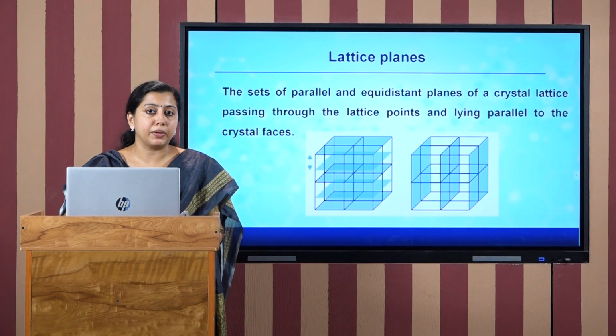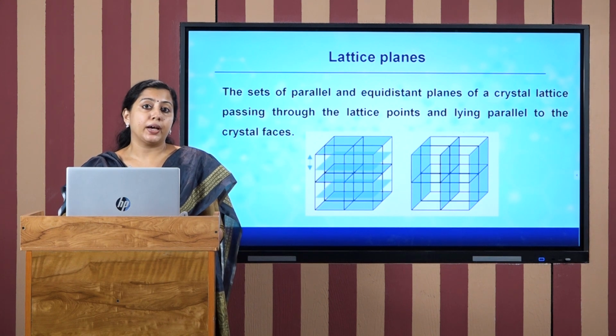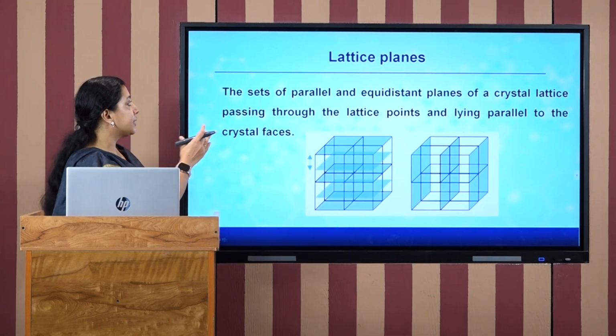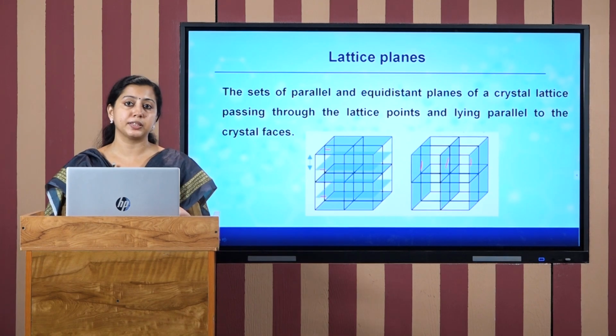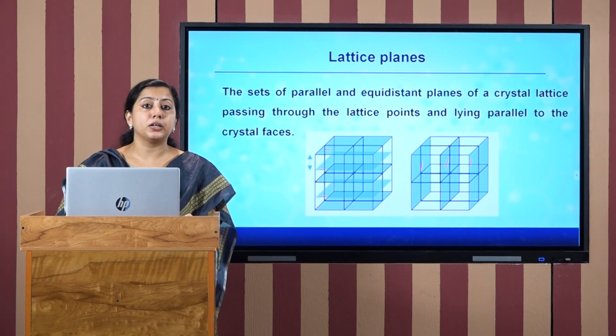So, what are lattice planes? In the previous classes, we have discussed the lattice planes or crystal planes. It is a set of parallel and equidistant planes of a crystal lattice passing through the lattice points and lying parallel to the crystal faces. On the screen you can see a set of parallel and equidistant planes. And what is the peculiarity of these lattice planes? These lattice planes can pass through the structural units or the lattice points, and they will be lying parallel to the crystal faces. So, such planes are called lattice planes.